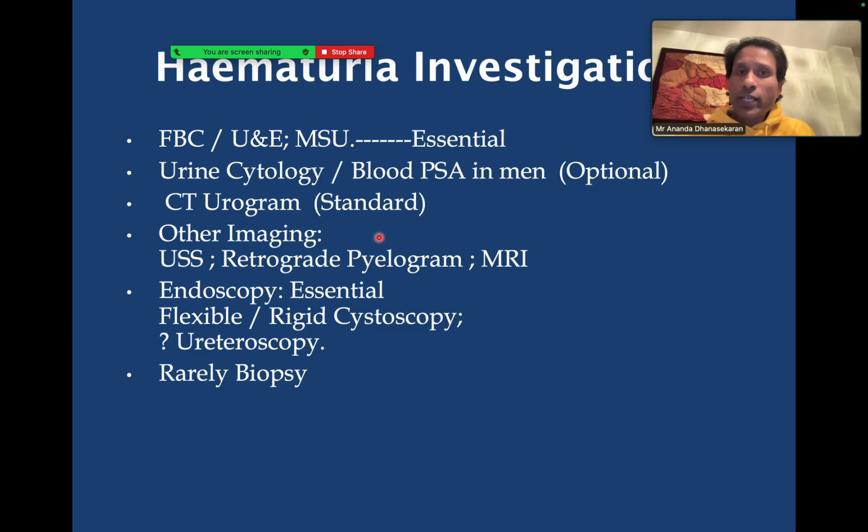The investigations for hematuria are almost similar to the investigations for lower urinary tract symptoms, like the blood investigations of full blood count, U&Es, and midstream urine. They are quite essential. Since hematuria is a sign of possible cancer, it is labeled as a red flag sign, so we need to send the urine for cytology. Urine cytology is a method where the urine is spun in a machine to get sediment, and the sediment is looked at for any malignant cells. That is urine cytology. And in men, we will be doing a PSA test.